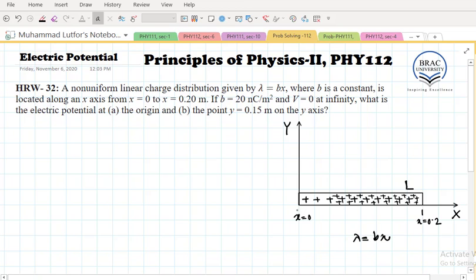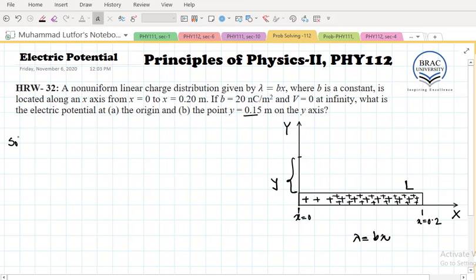Now we have to find the electric potential at two points: at the origin, and at another point at a distance y equal to 0.15 meter. At these two points we have to find the electric potential.